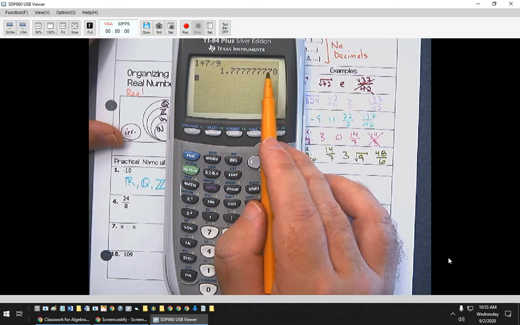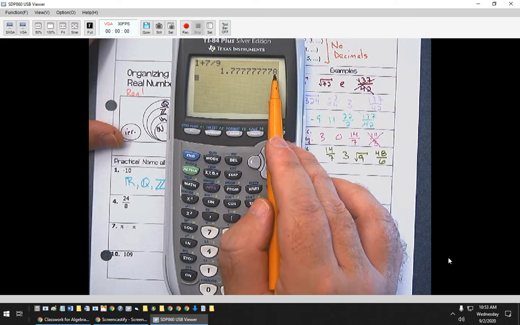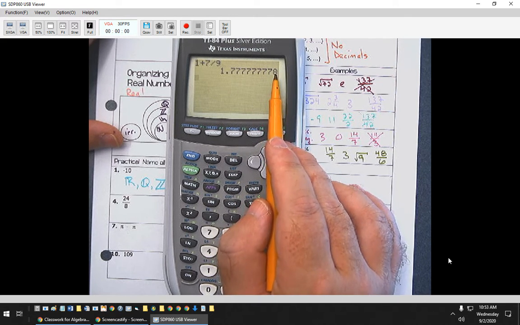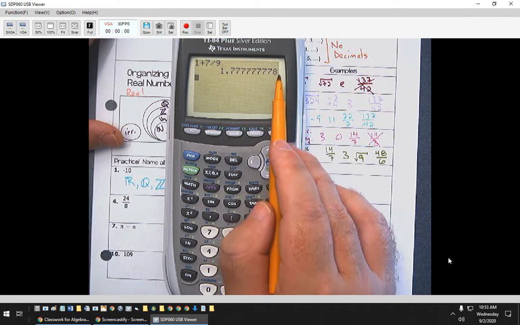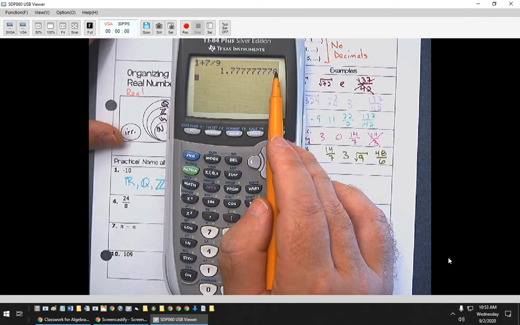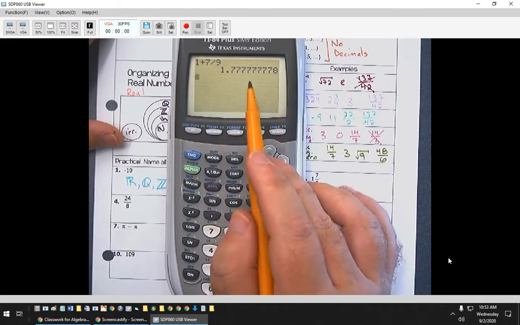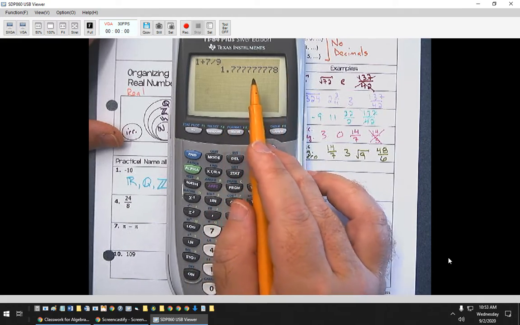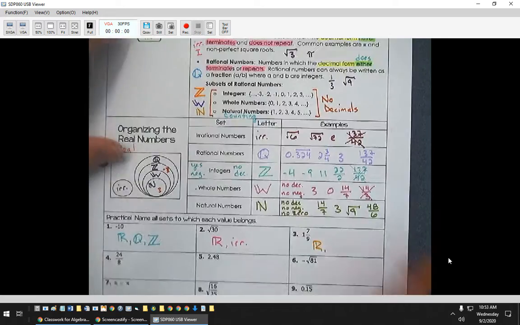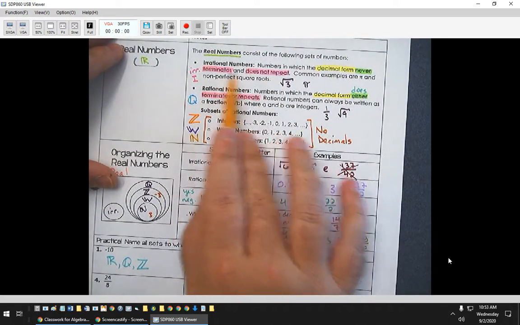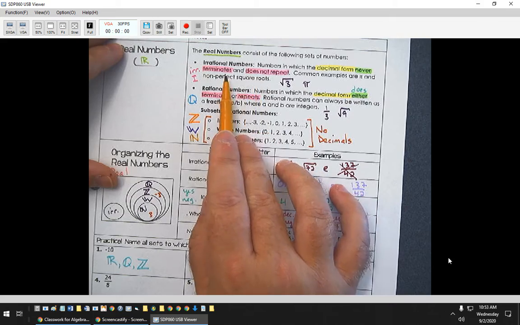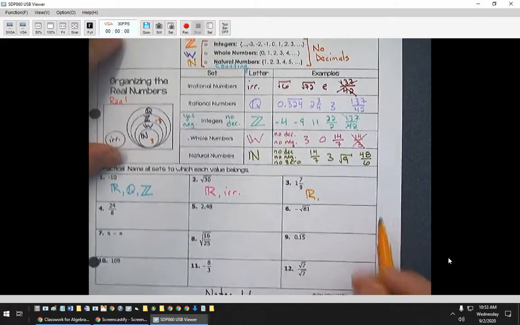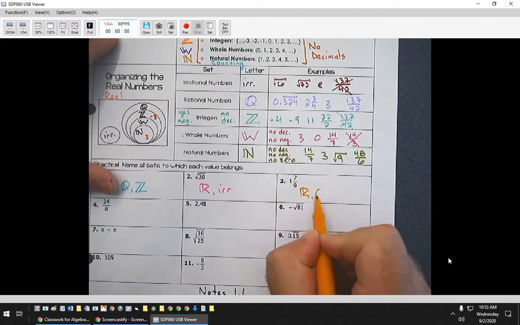Now wait, it goes 77778 though. Why is that 8 there? Hopefully you know, because it got rounded up by the 7. The calculator chops it off and rounds the last number. So there's a 777. This should really be 1.77777 going forever. So when it's a decimal, does it terminate or repeat, or does it not terminate or not repeat? That repeats. So that means that it's a rational number.